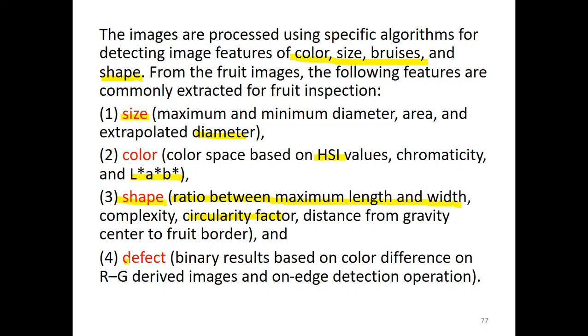And the final one is the defect. So a binary result based on the color difference on RGB derived image and on edge detection operation. By using many kinds of algorithms you can detect the defects on the fruit. That's the reason for this digital image processing. There are many researchers trying to find useful algorithms that can detect defects, shape, or other indexes for quality.